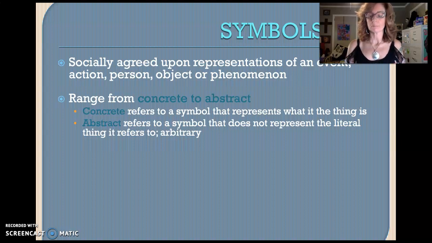Let's take the heart. A lot of students like to use the heart as a symbol, especially not in this class necessarily, but in my public speaking class. They use the heart when they do a personal symbol speech. Now the heart's an organ, right? That's the concrete. It's not even a symbol. It's a real thing. And we've named it the heart.